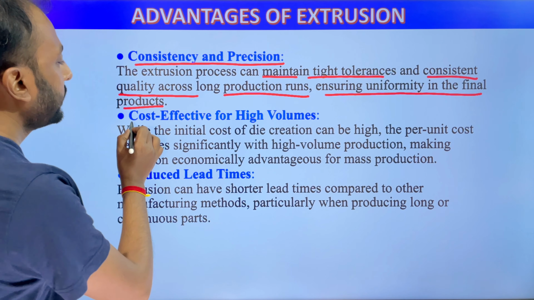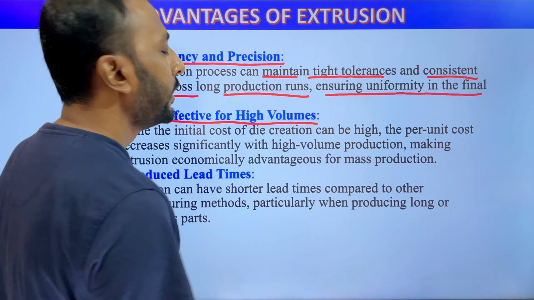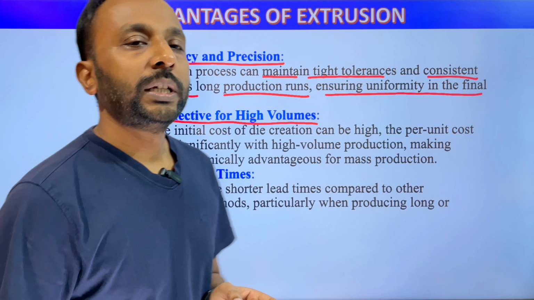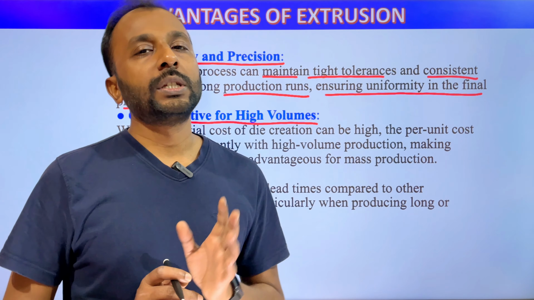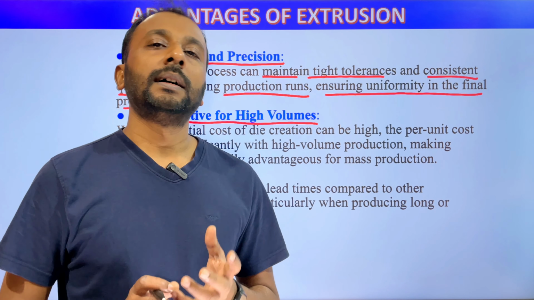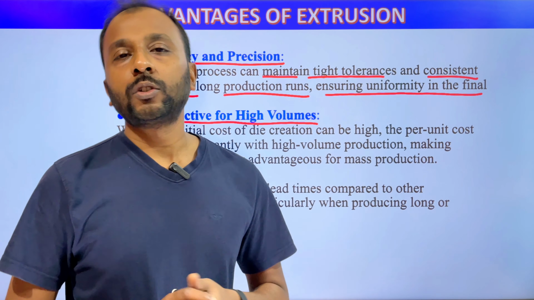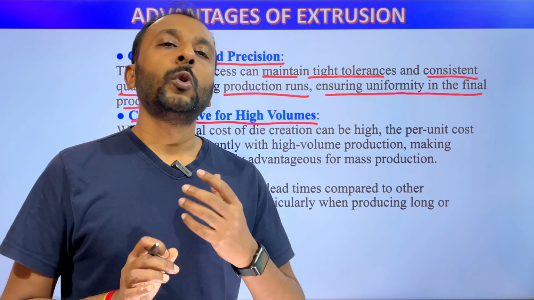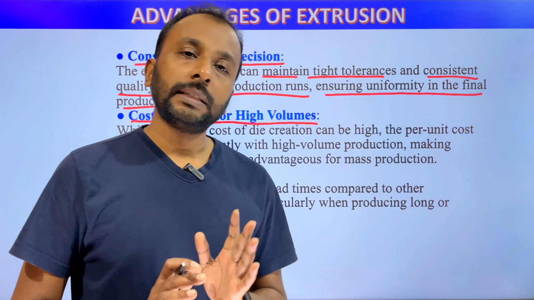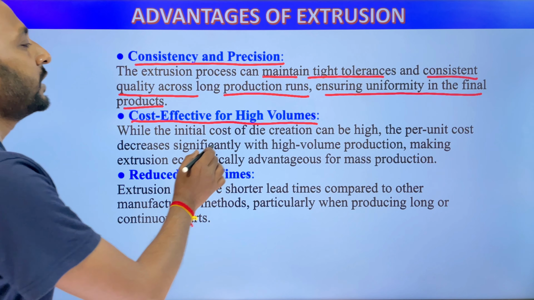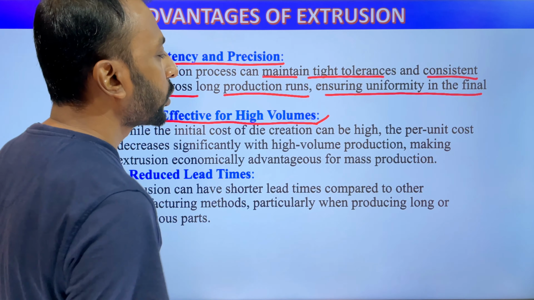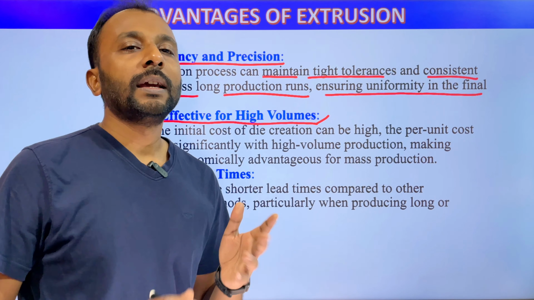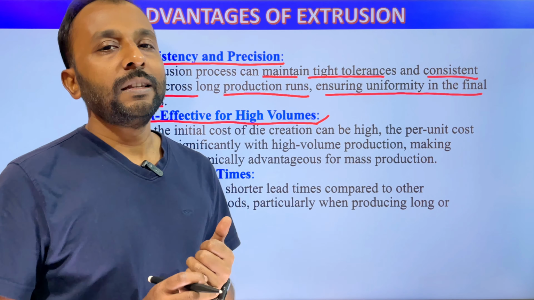Next advantage is cost effectiveness for high volumes. When we are producing a product using the extrusion process, we need a closed cylinder or vessel and a ram; that is the setup for the extrusion process. Once we have made the setup, we don't need to pay more for it. That's why cost effectiveness for high volumes is possible, because we can use the setup for very large scale production.